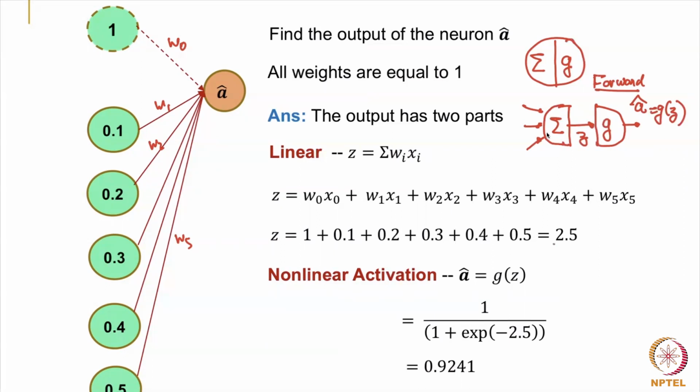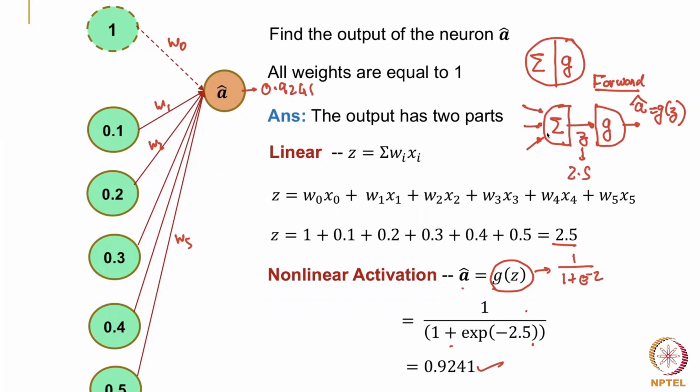So the linear part is fairly simple; Z was 2.5. The nonlinear activation is A hat equals G of 2.5. G of Z was 1 by 1 plus e power minus Z, so 1 by 1 plus e power minus 2.5. If you calculate it, this comes to 0.9241. So what comes out here is 0.9241. I request you to go through this example a couple of times just to understand what is happening.